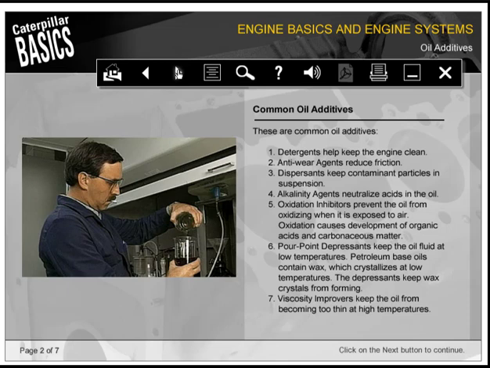Petroleum-based oils contain wax, which crystallizes at low temperatures. The depressants keep wax crystals from forming, and there are viscosity improvers, which keep the oil from becoming too thin at high temperatures.